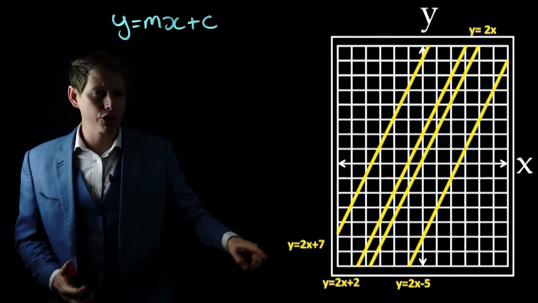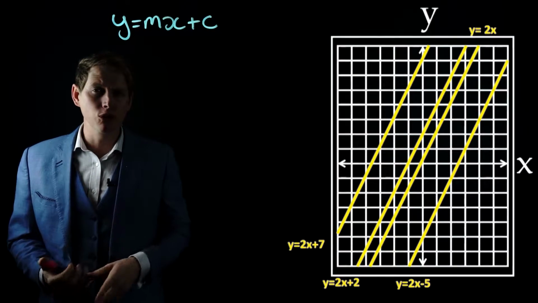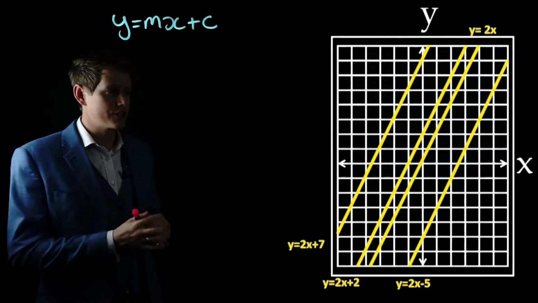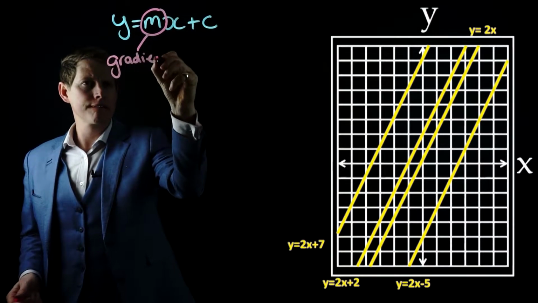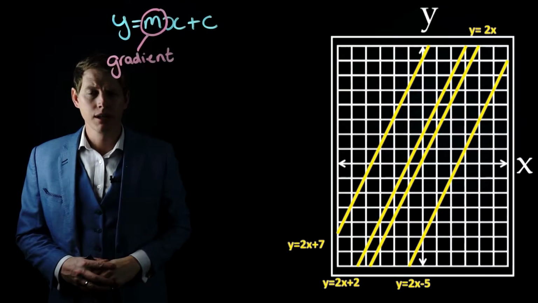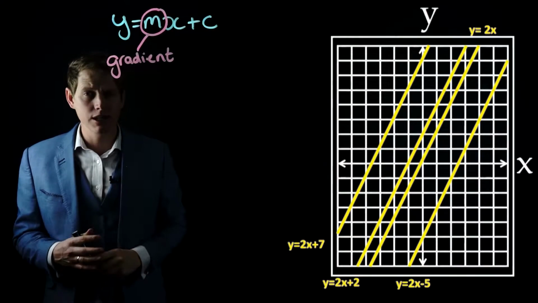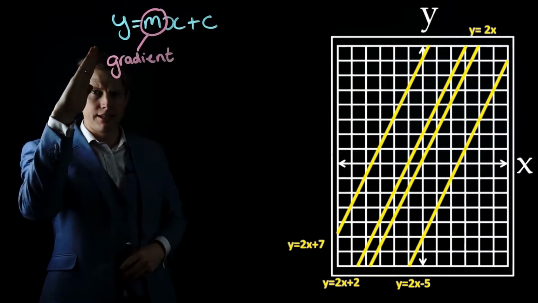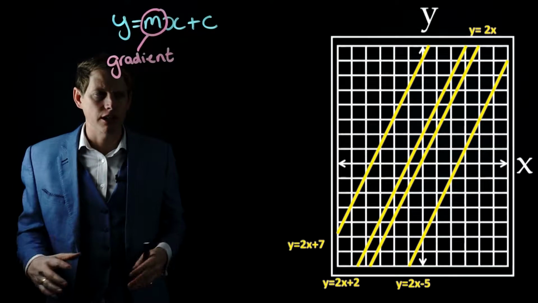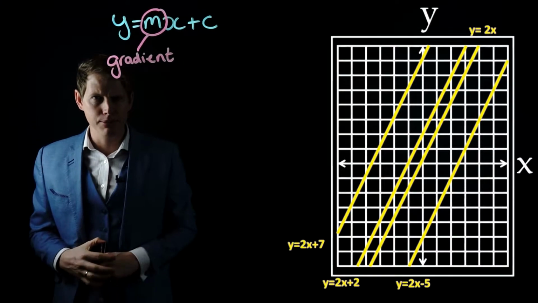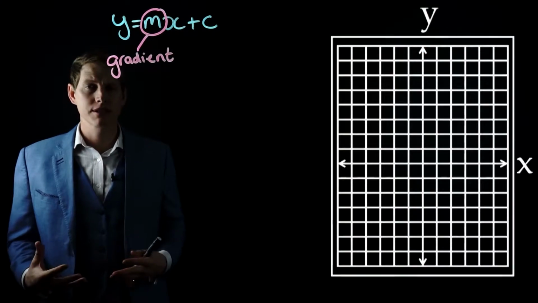If you have a look at the equations of these graphs, you'll notice that the number before the x is always the same. In each of these cases, it's 2. That number is the gradient of the line. The number before the x represents how steep the line is. If it's a really big number, it's going to be really, really steep. If it's a really small number, less than 1, a fraction like a third, it's going to be far less steep. So now we understand what part of the equation represents the gradient.